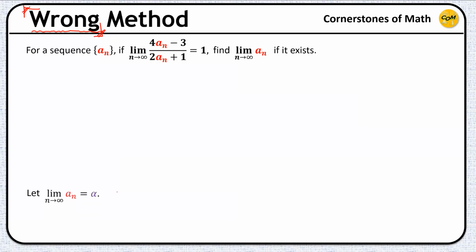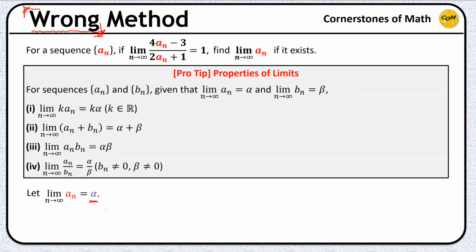We want to find the limit of an, so naturally we substitute the limit of an with a simpler expression, say alpha. Then we have the following famous properties of limits, which I believe you are all very familiar with. These properties basically state that we can split the limits over multiplying by real numbers, addition, subtraction, multiplication, and division. Combining these properties, we know that the limit of (4an minus 3) divided by (2an plus 1) equals (4 alpha minus 3) divided by (2 alpha plus 1), and this must be equal to 1.